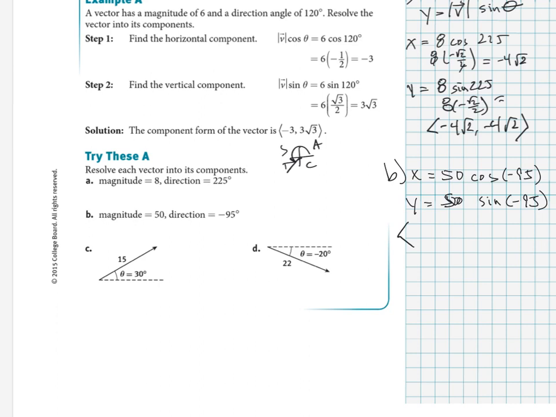So for x, we get negative 4.358. And then, of course, for the y value, which is now our b value, we get negative 49.810. Put it in component form, please.